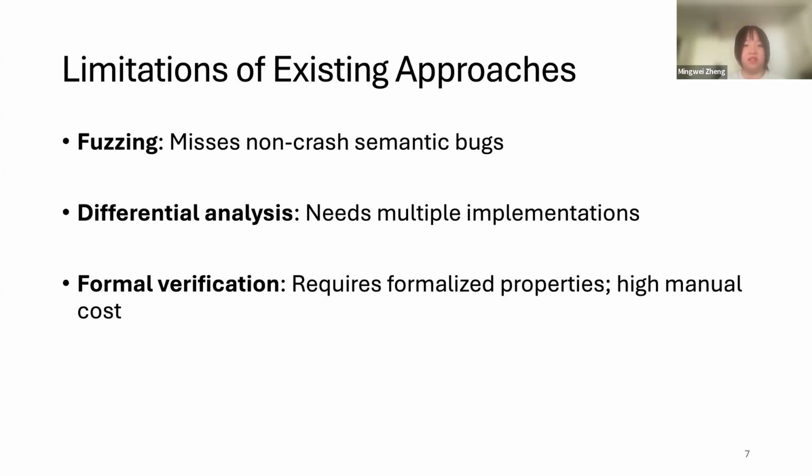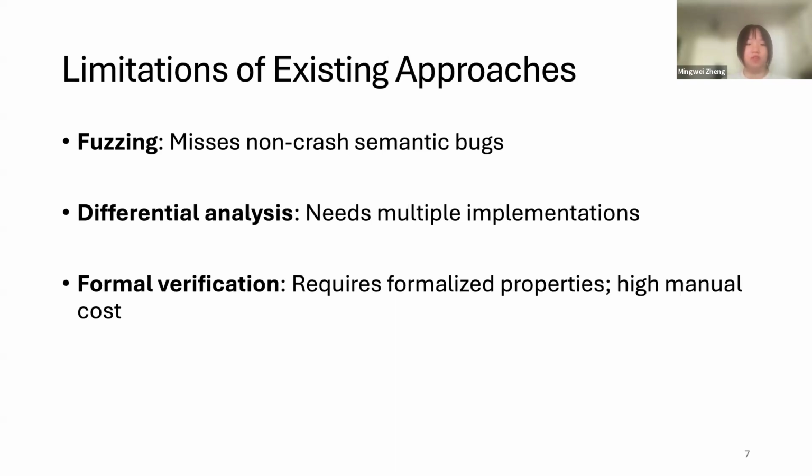And differential analysis, which needs to compare multiple different implementations, requires multiple implementations, and at least one of them must be high quality. But it is not always possible that multiple implementations exist for the same protocol. Even if they exist, both implementations can be wrong for some specific properties. Like the bug we mentioned earlier, this bug exists not only in the FRR routing protocol, but also in the Babel reference implementation. So if you do differential analysis, you cannot find this bug.